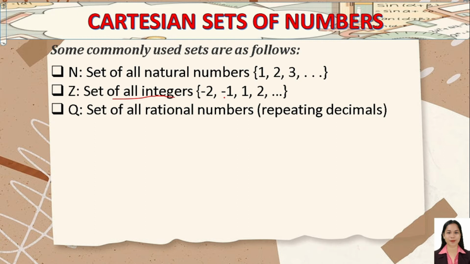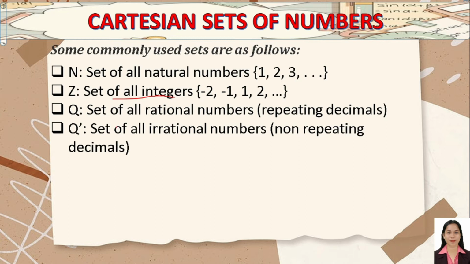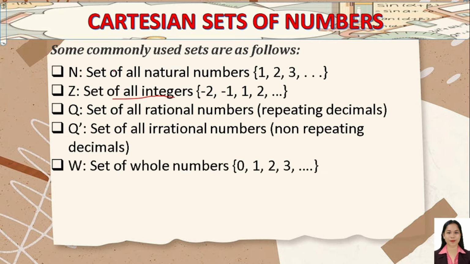Then we have the set of all rational numbers, the repeating decimals. Then Q prime is the set of all irrational numbers, the non-repeating decimals. And W naman is a set of whole numbers. So, set of whole numbers, ibig sabihin, kasama na dito si 0, then the positive integers, counting numbers. And set of all real numbers, kasama po yan lahat.